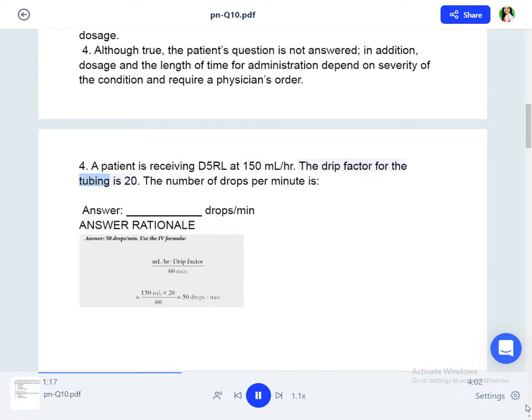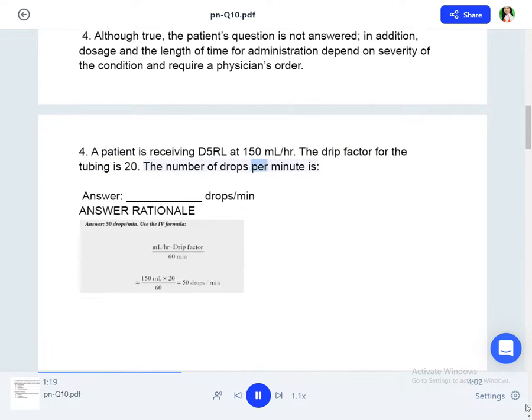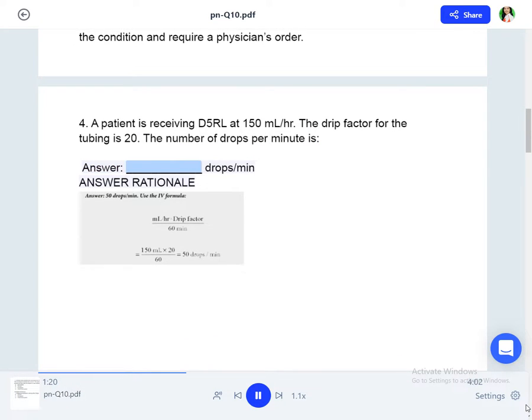4. A patient is receiving D5 RL at 150 milliliters per hour. The drip factor for the tubing is 20. The number of drops per minute is answer blank drops per minute.